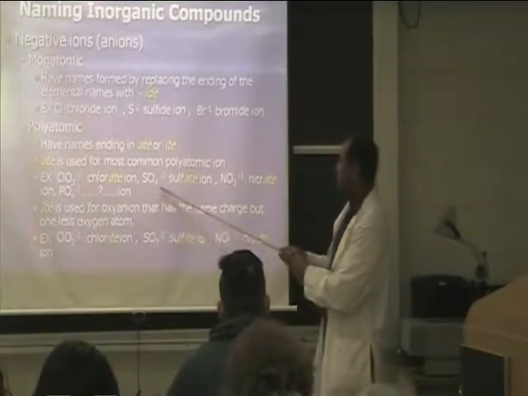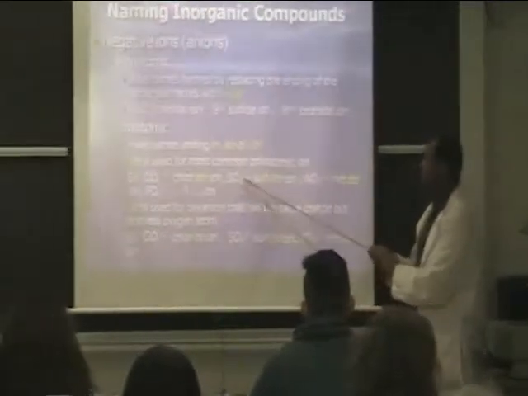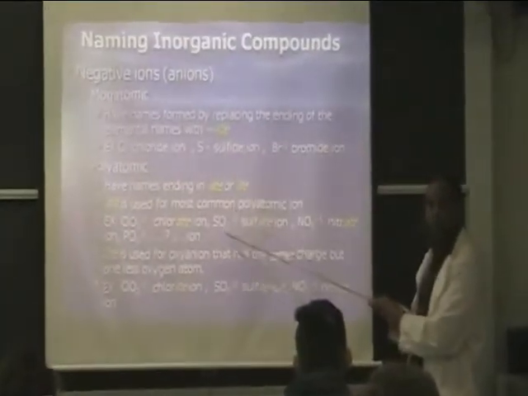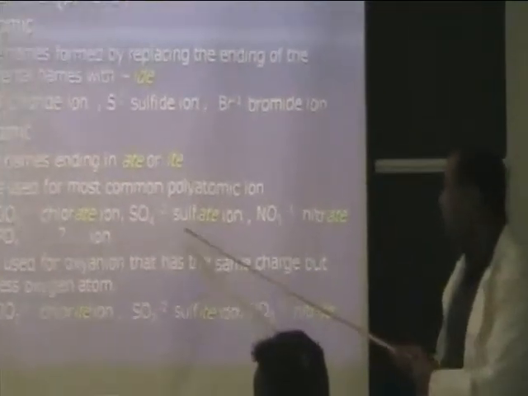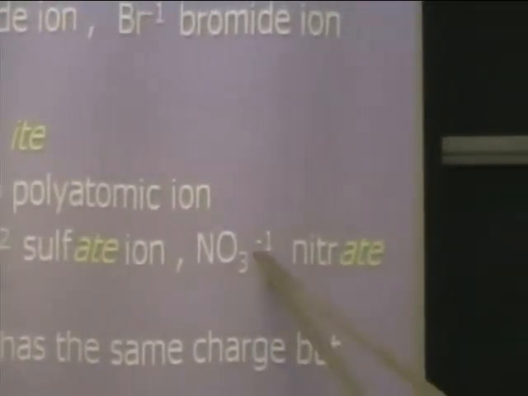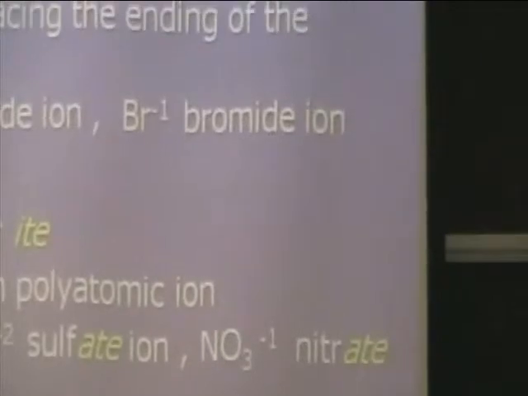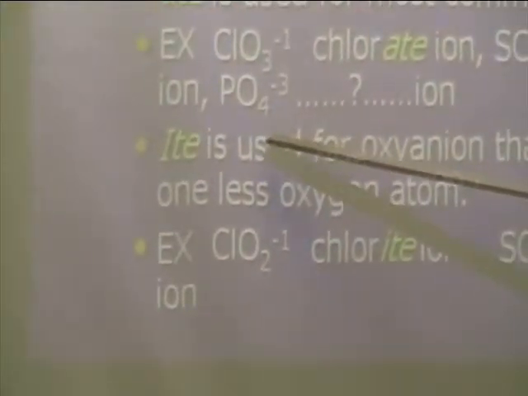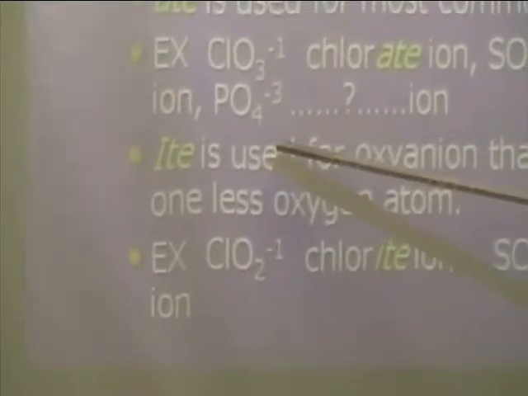Like, for example, sulfate has a charge of -2. It is a common polyatomic ion, it is with ATE. Nitrate has a charge of -1. Phosphate has a charge of -3, right?